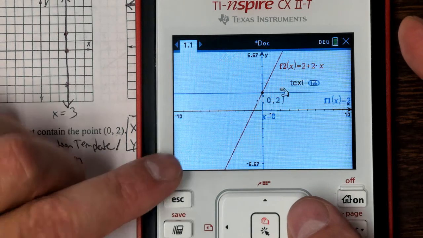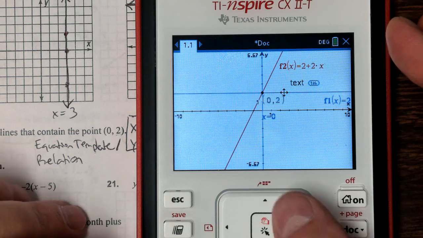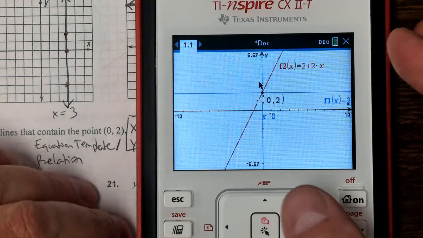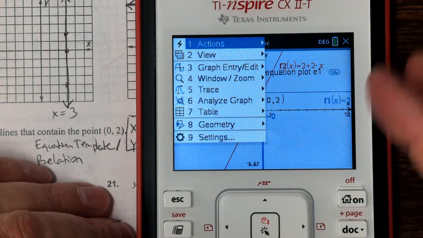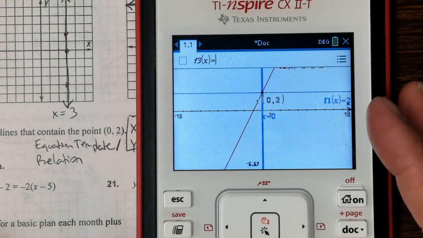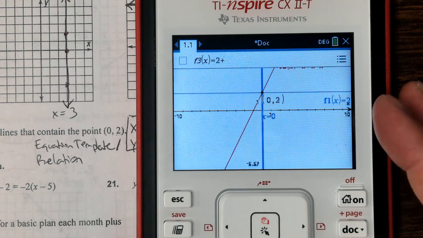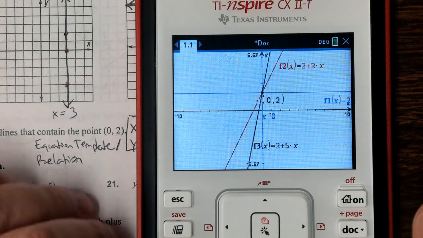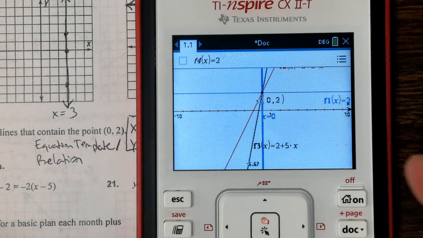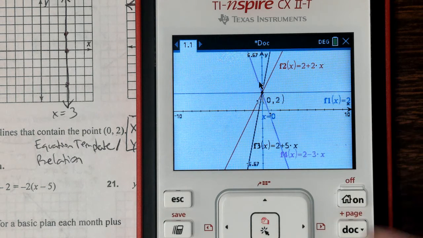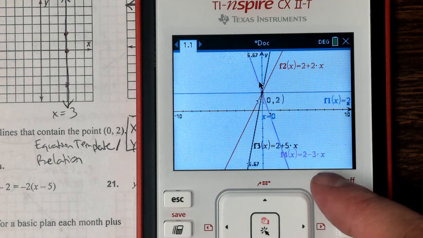I'm going to go to Escape and then Tab. Okay, I'm having to go back to the function. I could have said 2 plus 5x, and it's steeper. I could have said 2 minus 3x. Any of those work. It doesn't really matter what you put.